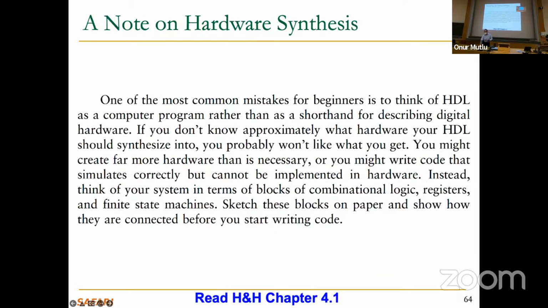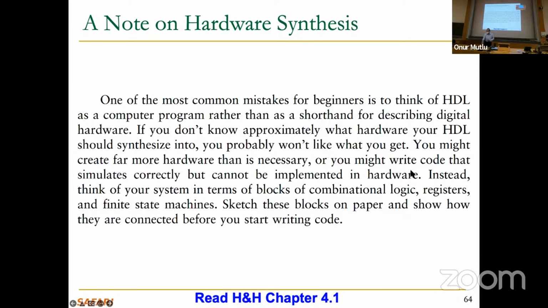Let me finish with this note on hardware synthesis, because this is important. I'm going to read this directly from your book, and I agree with this wholeheartedly. One of the most common mistakes for beginners is to think of HDL as a computer program rather than a shorthand for describing digital hardware. If you don't know approximately what hardware your HDL should synthesize into, you probably won't like what you get, especially if you have stringent requirements.